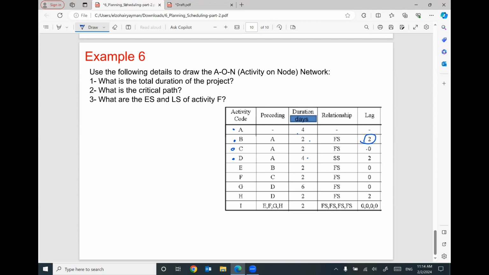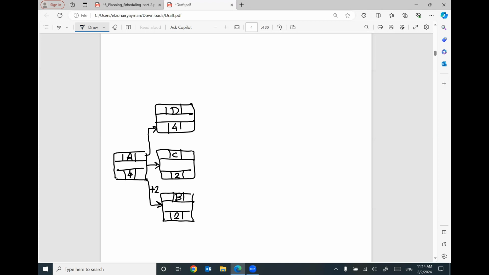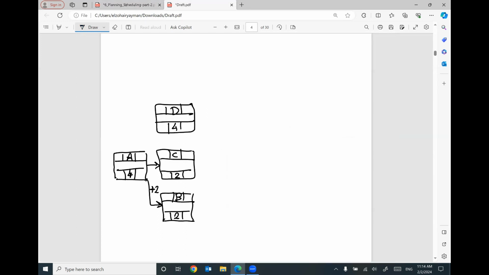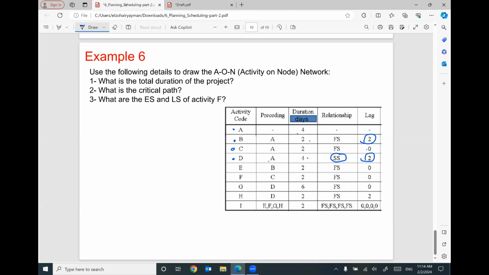Between D and A, oh, we have a mistake here. Between D and A, it's a start to start with a lag 2. This relationship was wrong. It's start to start with a lag 2 between A and D. Be careful about the given relationship and what is the lag given.